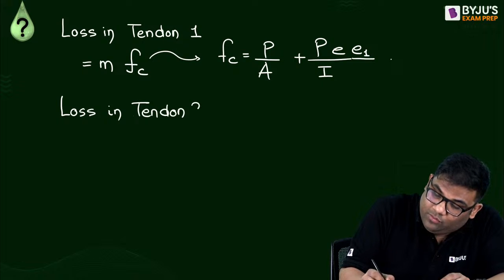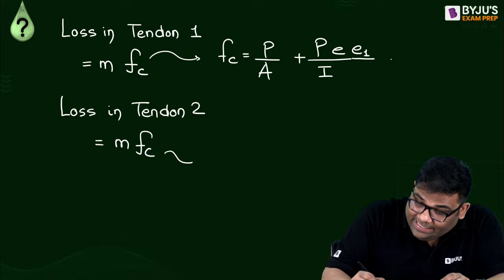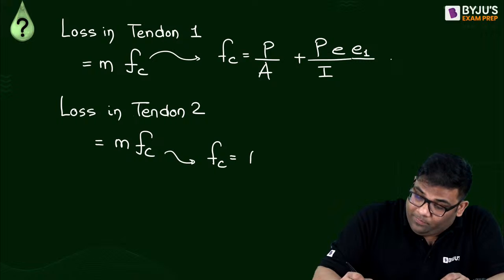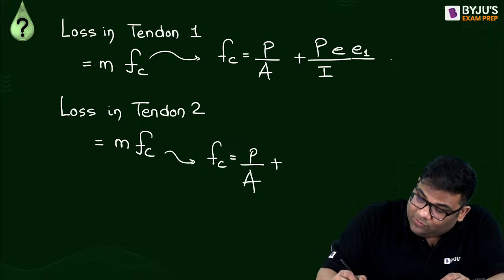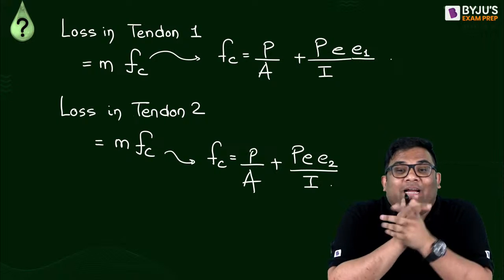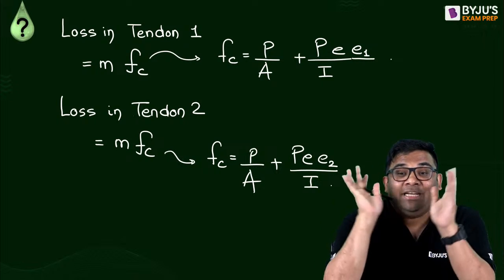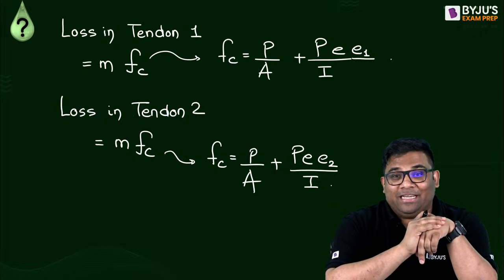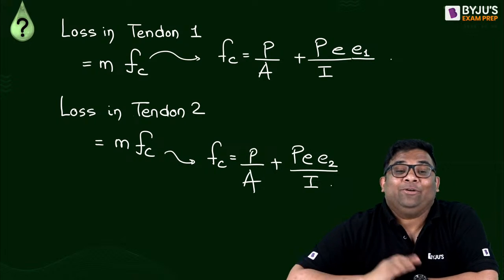And when you're finding the loss in tendon 2, that will be M into FC, and here FC will be equal to P by A plus your PE E2 by I. Understood? PE E2 by I. Got it? So PE E2 by I.